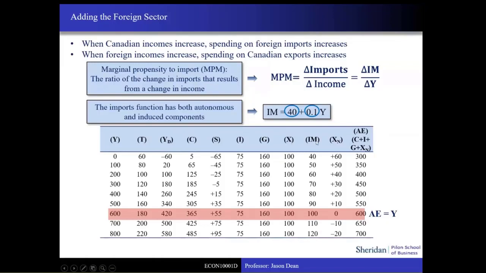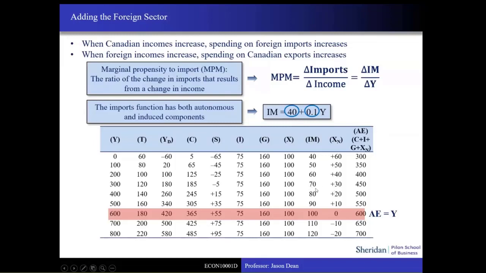Imports are obtained just from plugging in the different levels of income into here. So for example, at 300, we're going to have 300 times 0.1. So we have 30 plus 40, and we end up with 70 for imports.